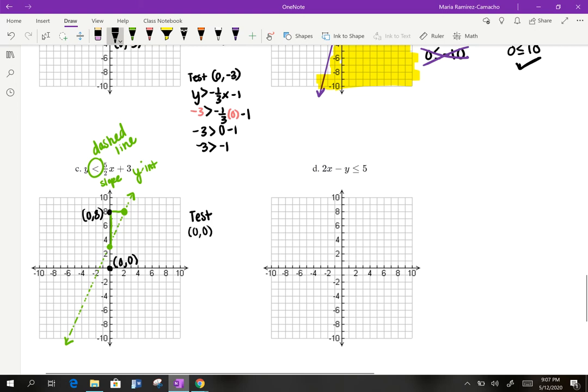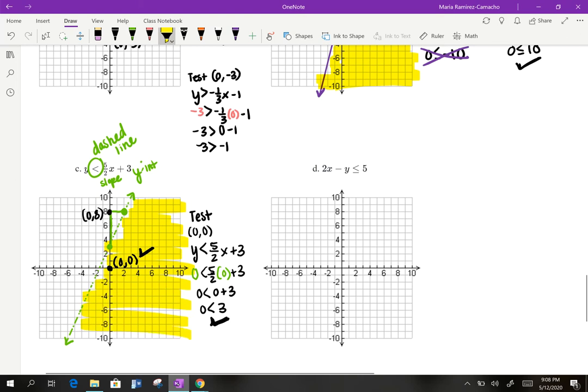Here's my original inequality. So 0 for y and 0 for x. Simplifying, you get 0 is less than 3. Is this true? It is, which means that this is a solution, which means we are going to shade in this direction. Okay, that's it.